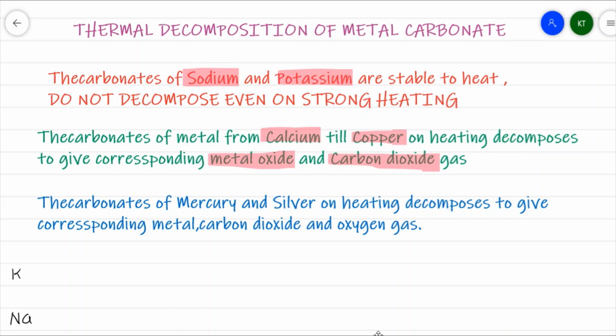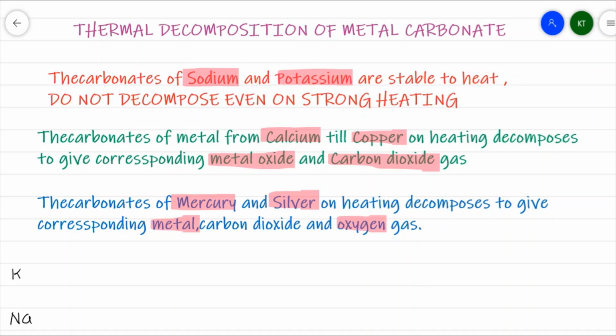Now, as usual, the carbonates of mercury and silver are the main culprits. They show a difference in behavior, so our focus should be on what difference in behavior is seen. When the carbonates of mercury and silver are heated, in place of giving a metallic oxide, they give the metal as a solid product. Along with that, I get a colorless, odorless acidic gas, that's carbon dioxide, and a colorless, odorless neutral gas, that is oxygen gas.